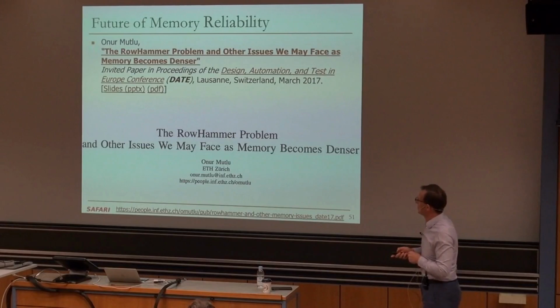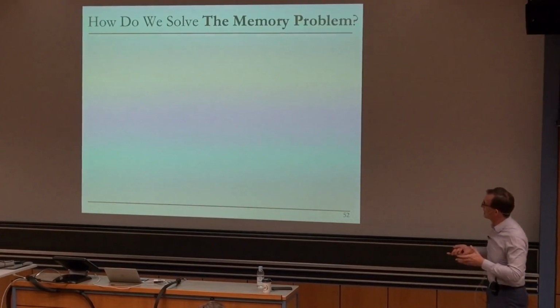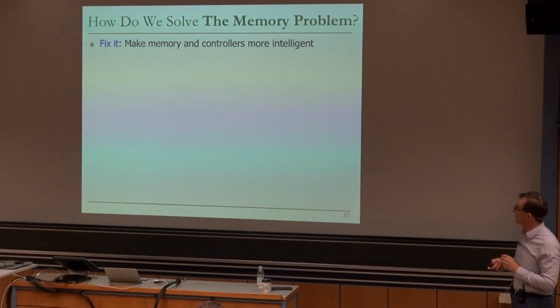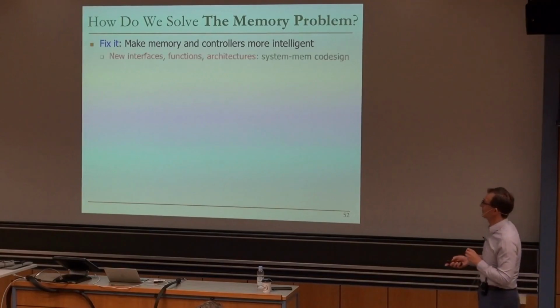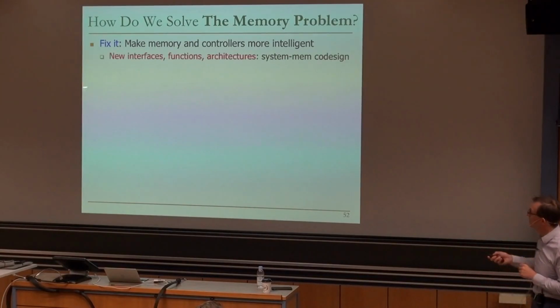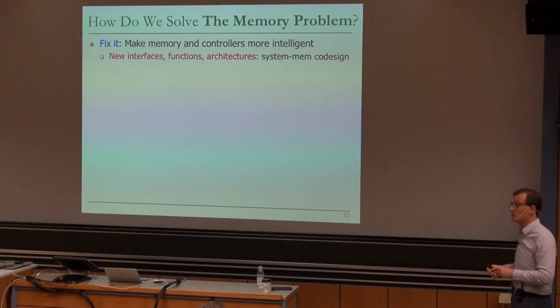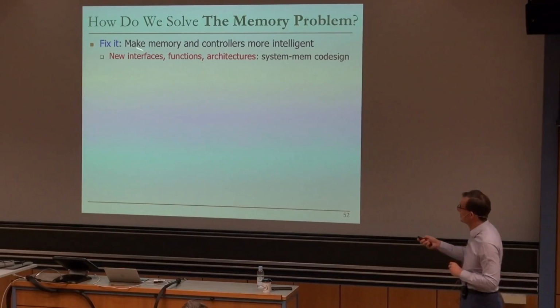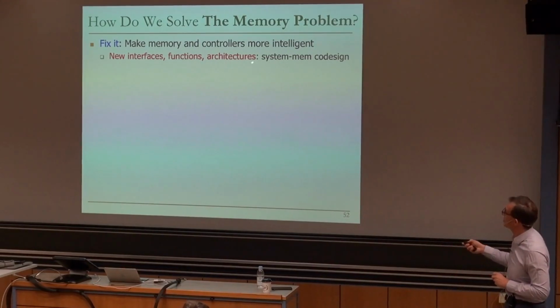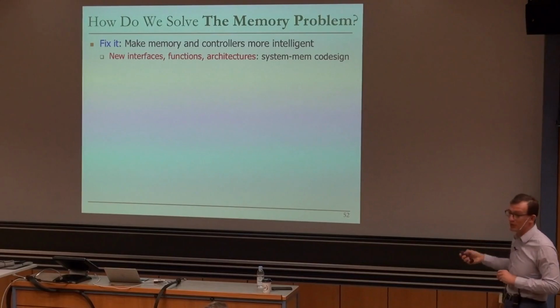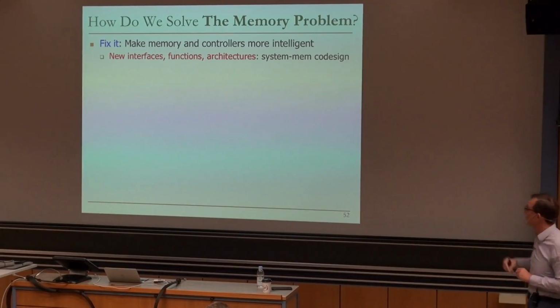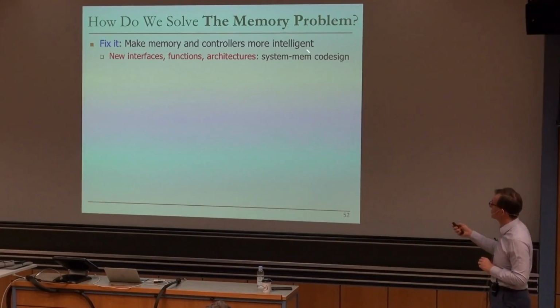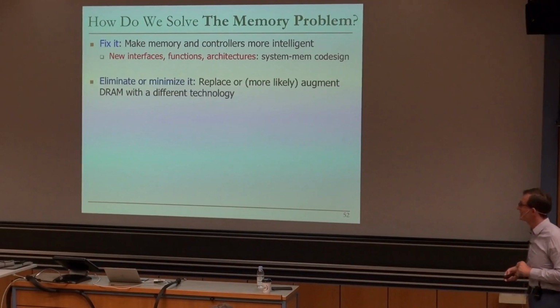Okay, so basically we're going to talk about how we solve the memory problem, and I'm going to give you 3 broad directions. We're going to talk about fixing it somehow, making memory and controllers more intelligent, just like that paper that I mentioned proposed: co-architecting memory controllers and DRAM. This requires some new interfaces, new functions, and new architecture. I call this system-memory co-design. In that memory scaling paper that I mentioned, we called it system-memory co-design. We're going to talk about that.